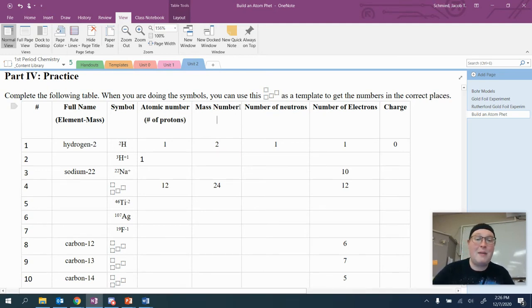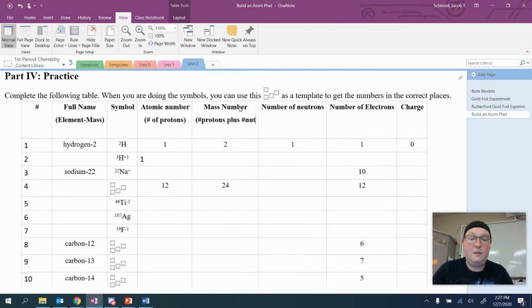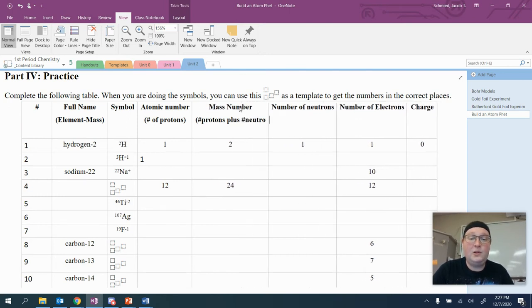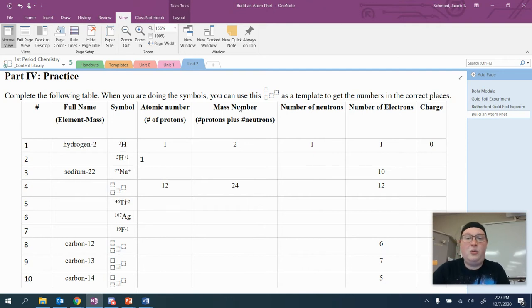When I'm asking about mass number, I'm really asking about the number of protons plus the number of neutrons. And that makes sense because we know that electrons don't have any mass, or their mass is so tiny we can basically ignore it. But for the mass number, we just need to know the number of protons plus the number of neutrons. That tells us how heavy a specific atom is going to be.